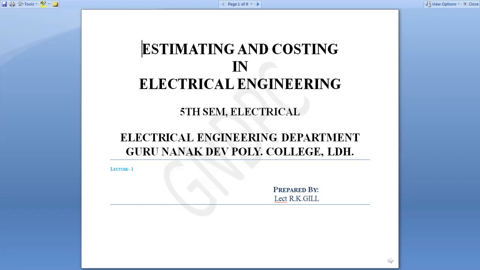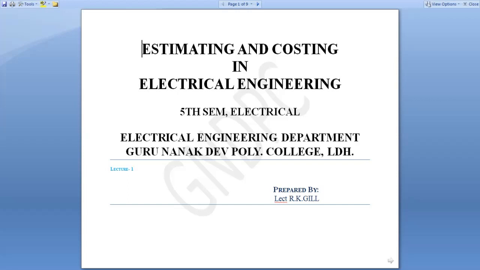Now coming to the subject, the internals will comprise 25 marks for the practical and 25 for the theory. External constitutes 25 for the practicals and 75 for the theory. That accounts for 150 marks in total for the subject. We'll have 3 hours of theory and 4 for practicals per week.